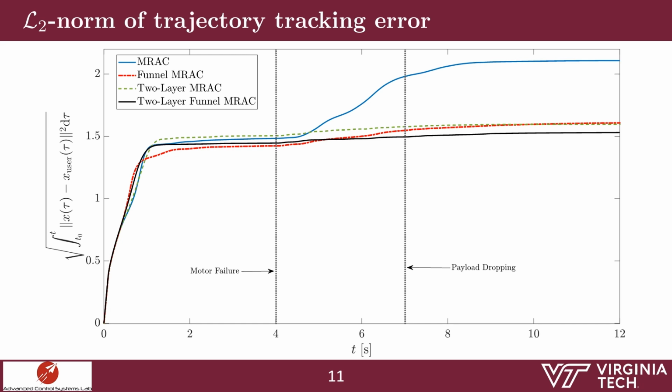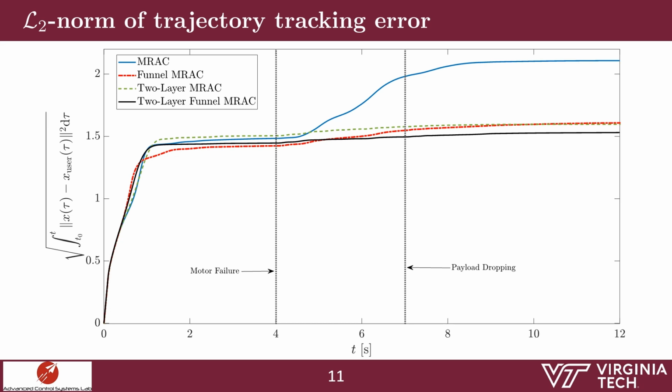As well, here we're also seeing the comparison with two-layer MRAC in green and its adaptive funnel formulation in black. And as we can see, even in this case, there's an improvement by employing the adaptive funnel formulations. And as well, we can see that the two-layer version is already performing much better compared to its classical MRAC version.